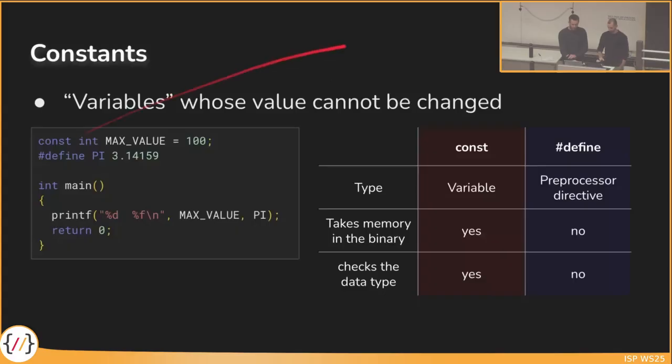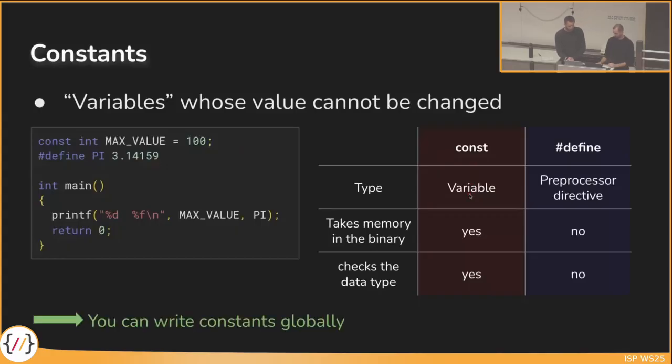So with define, we do not have this type check because, as David just said, it's similar to a find and replace by the preprocessor. So the preprocessor just does a find and replace for you everywhere. In this example, where you have pi, it gets replaced by this value afterwards, and there is no check for the data type. But const is a variable that is made constant because it cannot be changed anymore.